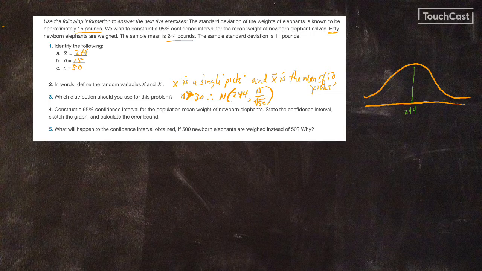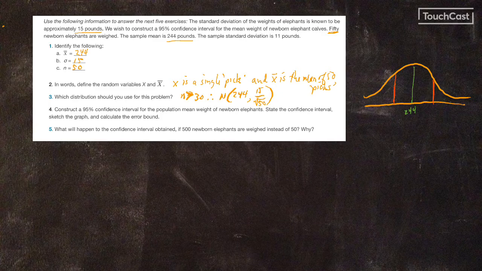And so now what we're trying to figure out is what is this range here that with 95% confidence we can say that any given sample of 50 will fall between. So in other words, if I took another 50 newborn elephants and weighed them and took the average weight, what would be the range that I could say with 95% confidence it would fall between?